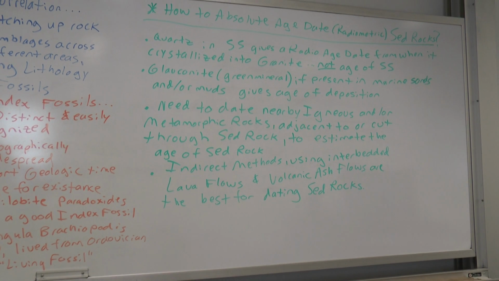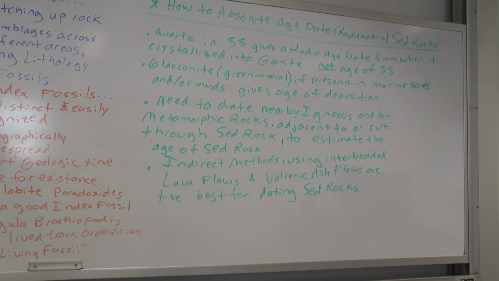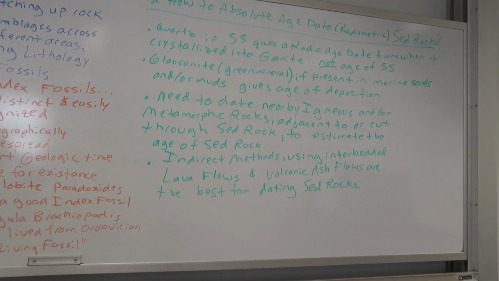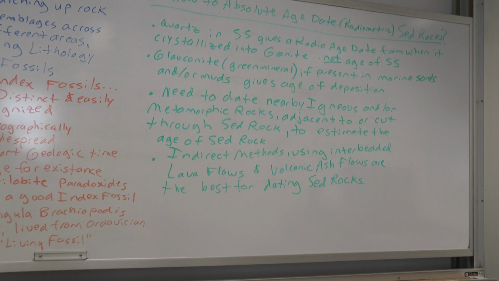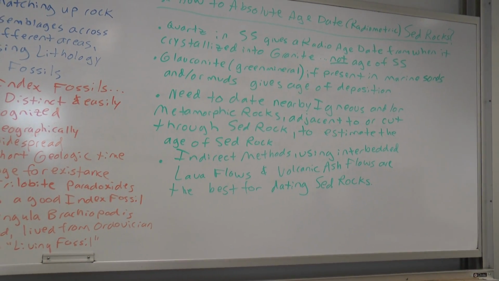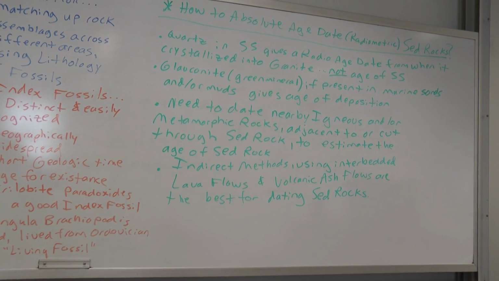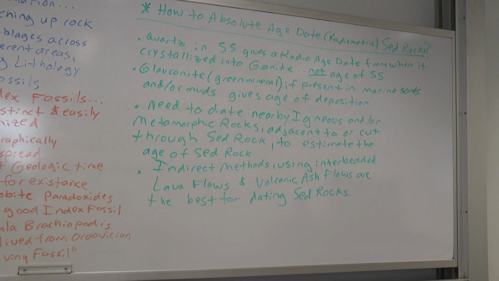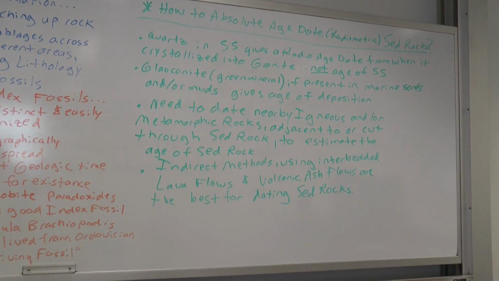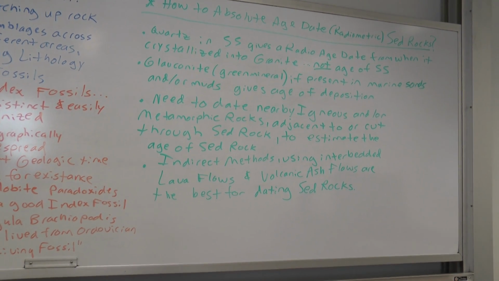Okay, so what can you do? These last two bullets here. What you hope for is that you have nearby igneous and or metamorphic rocks that might be adjacent to the sedimentary rock you're looking at, or maybe these igneous and or metamorphic rocks cut through the sedimentary rock. Then you take samples of the igneous or metamorphic rock that's nearby, and you get an age date on that, and that might help you to narrow down or estimate the age of the sedimentary rock.